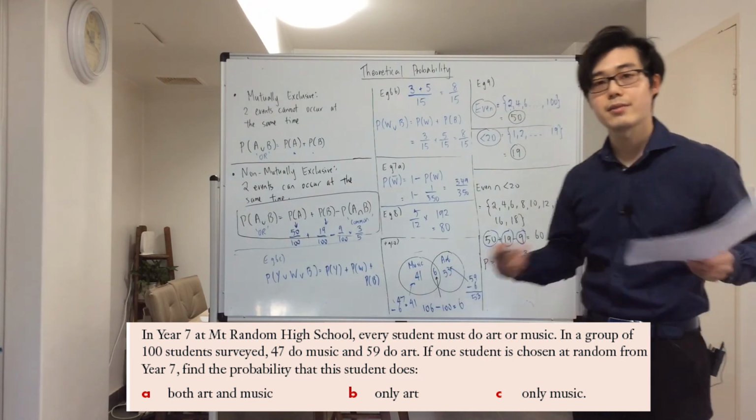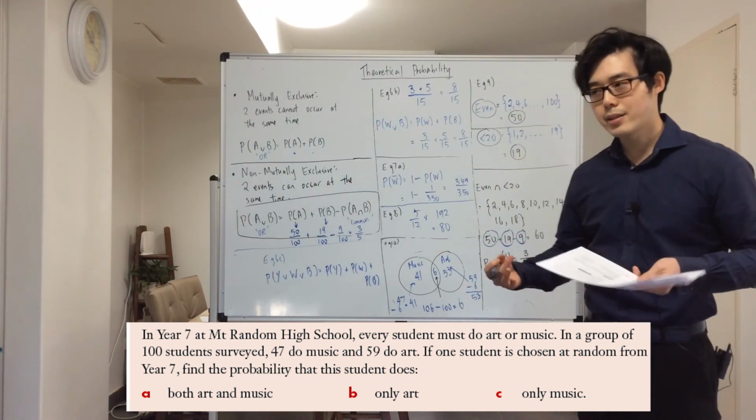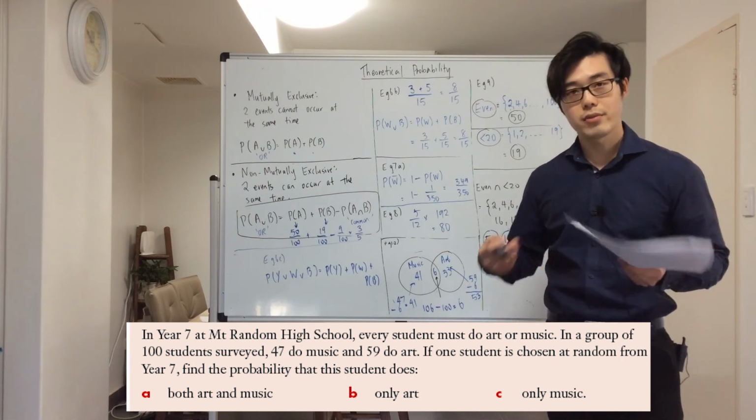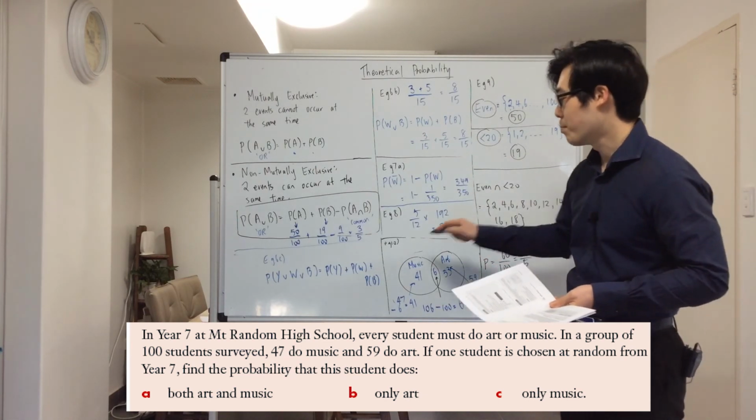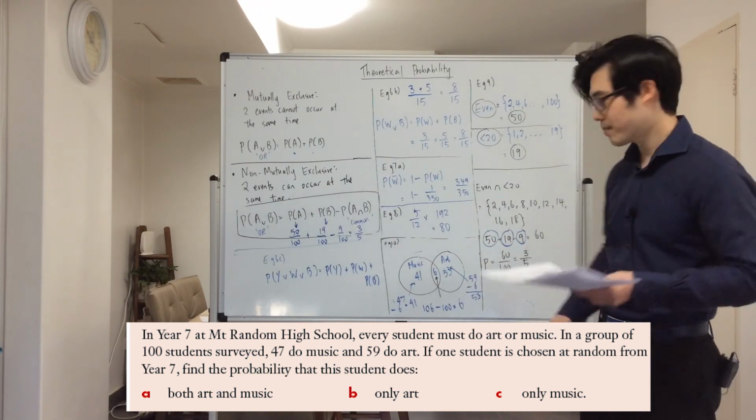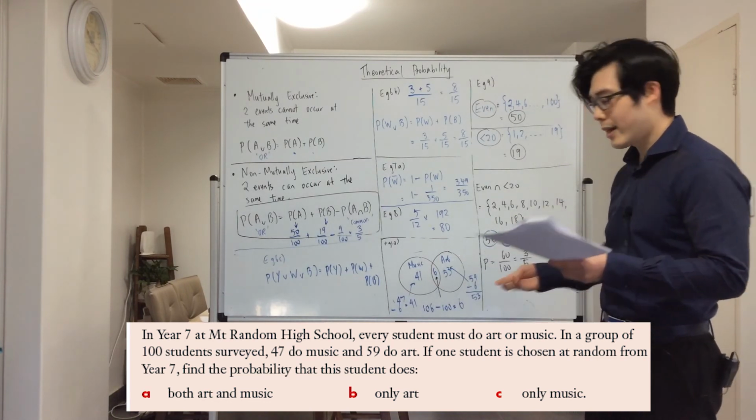Okay, so this is how you set the Venn diagram up. Add the numbers up, take it away from the total number of people surveyed, and then take that number off both of the two subjects or things. So once you set this diagram up, now you can do the question.